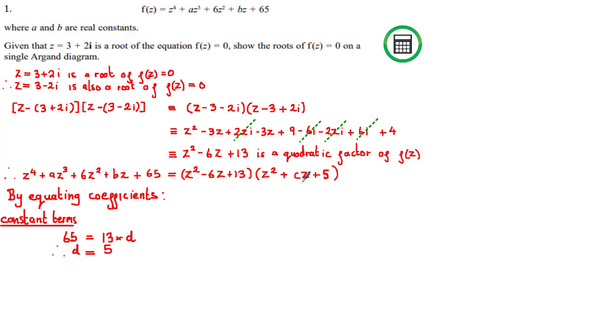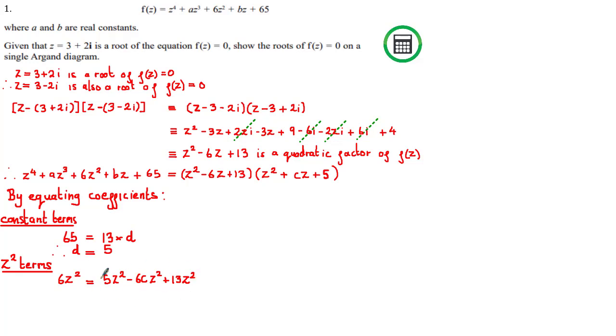We can find the constant c by equating the coefficients of the z^2 terms on both sides of the equation, giving us the following. On the left hand side, the z^2 term would be 6z^2, and we would get the z^2 terms on the right hand side by multiplying z^2 by 5, which gives us 5z^2, -6z multiplied by cz gives us -6cz^2, and multiplying this 13 by z^2 gives us 13z^2. Okay, so assuming that you are aware of locating coefficients of terms in an expansion, then this is the result you would get for the z^2 terms.